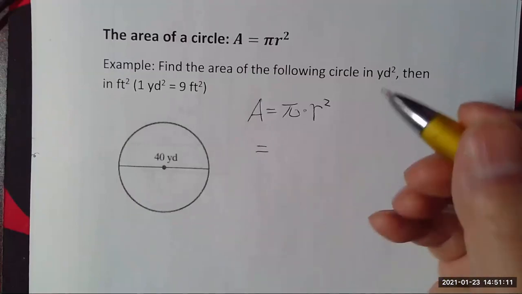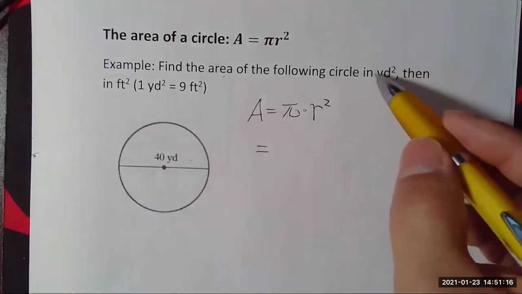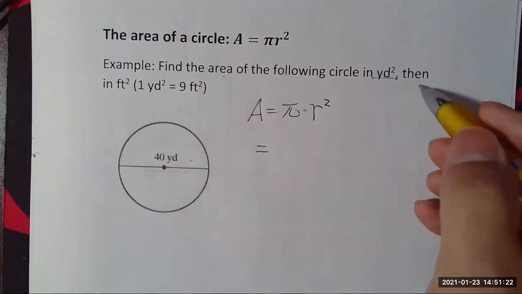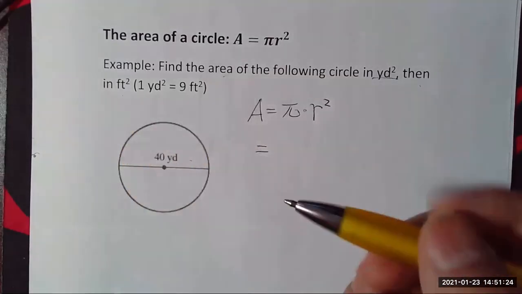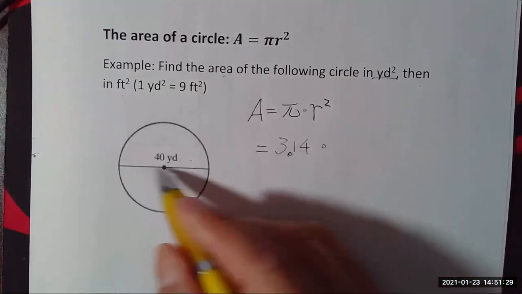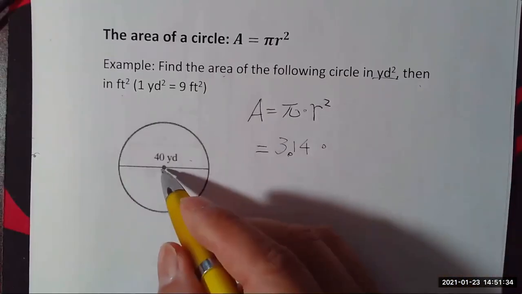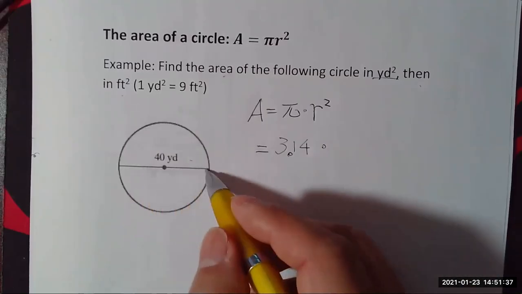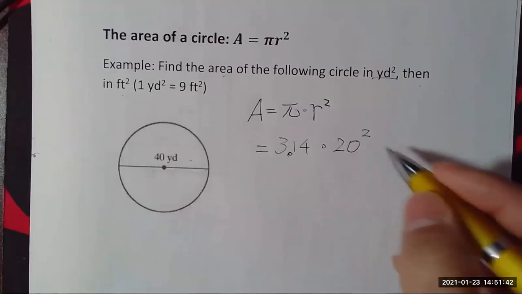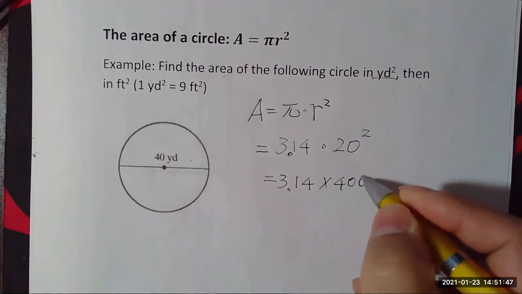So again, let's use 3.14 for pi. First, we need to find the area of this circle in square yards. So we are given yards, so the result will be square yards. Then we do the conversion to get square feet. So 3.14 times, pay attention to this. This formula requires r, the radius, and what is given is the diameter. So we have to divide this by 2 to get 20. So 20 squared is 400. So we just multiply this by 400.